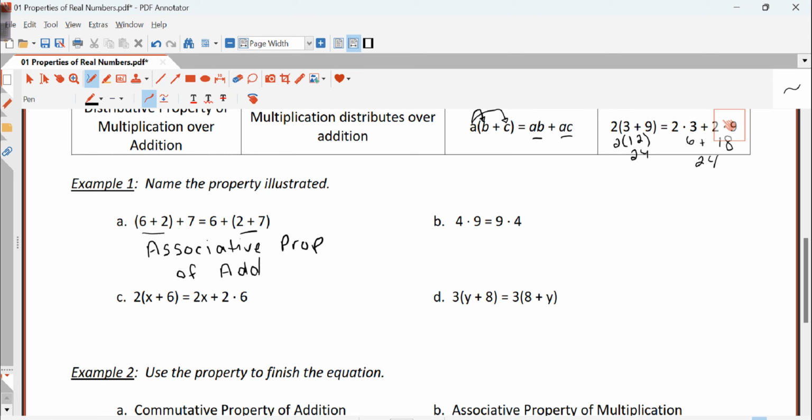This one right here, 4 times 9 equals 9 times 4. It looks like I just switched the order. So that is the commutative property of, and since we're multiplying, it will be multiplication. Part C, I have 2 times x plus 6 equals 2x plus 2 times 6. It looks like I'm distributing, so this is going to be the distributive property over addition.